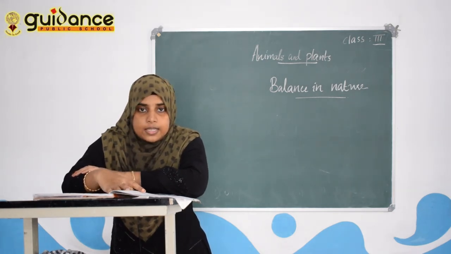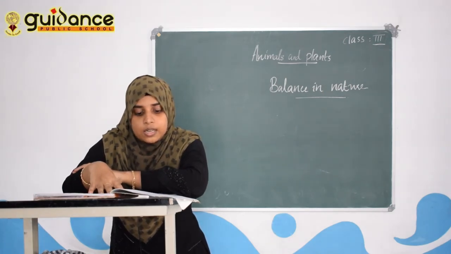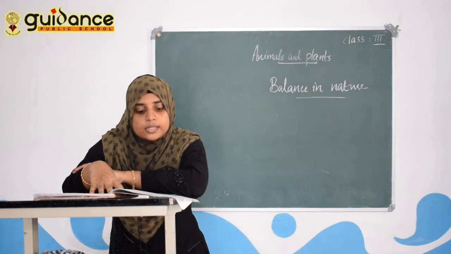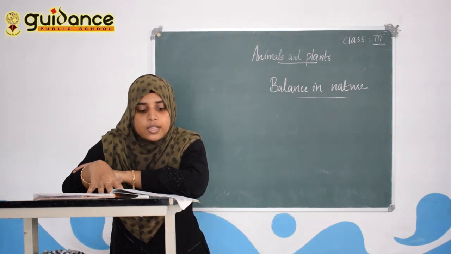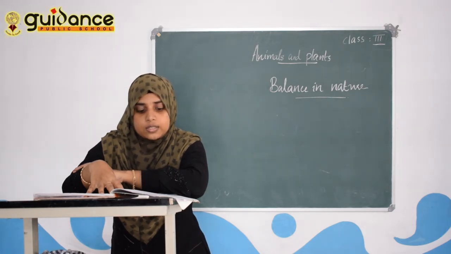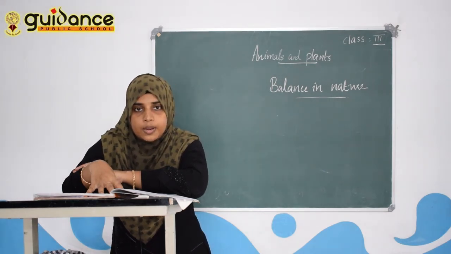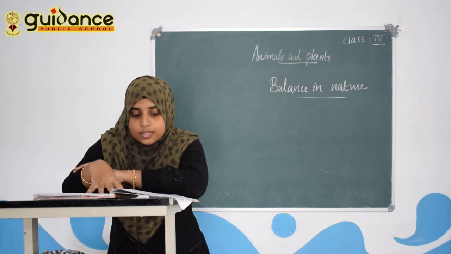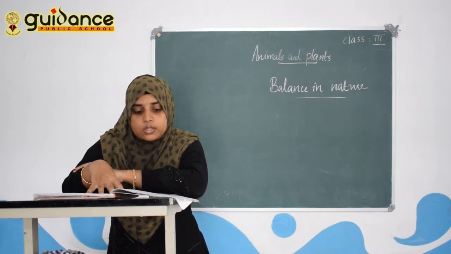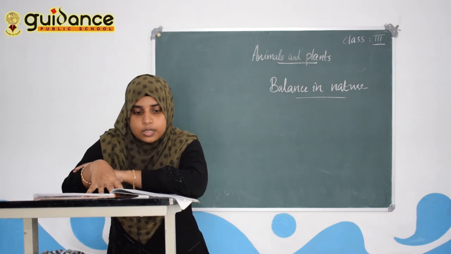Next is, write whether it is a plant or an animal. Some statements are given. First one, it has sense organs to know about the world around it. Is it animals or plants? Yes, animals have sense organs to know about the world around them.